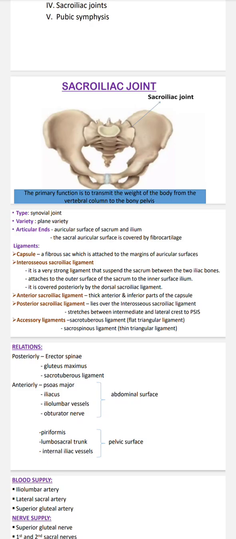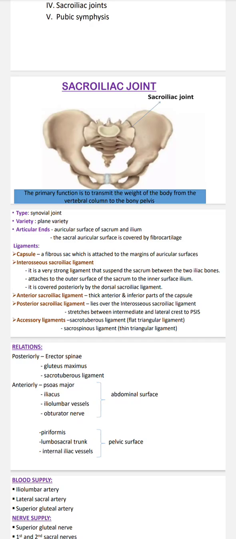The interosseous sacroiliac ligament is a very strong ligament that suspends between the two iliac bones. It attaches the outer surface of the sacrum to the inner surface of the ilium, and it is covered posteriorly by the dorsal sacroiliac ligament. The next one is the anterior sacroiliac ligament, which is the thick anterior and inferior part of the capsule. The posterior sacroiliac ligament lies over the interosseous sacroiliac ligament, and it also stretches between the intermediate and lateral sacral crests to the posterior superior iliac spine.